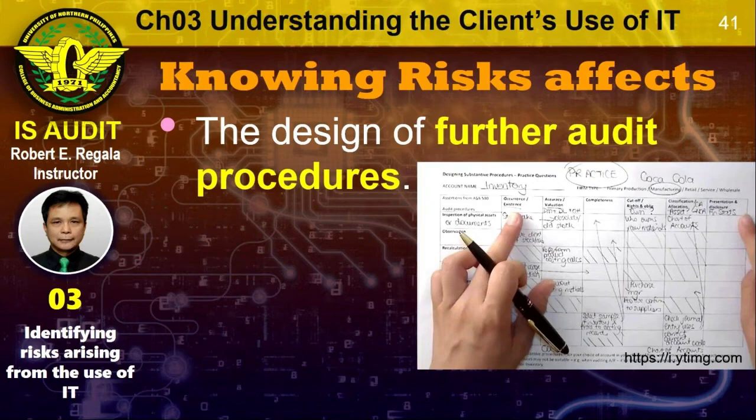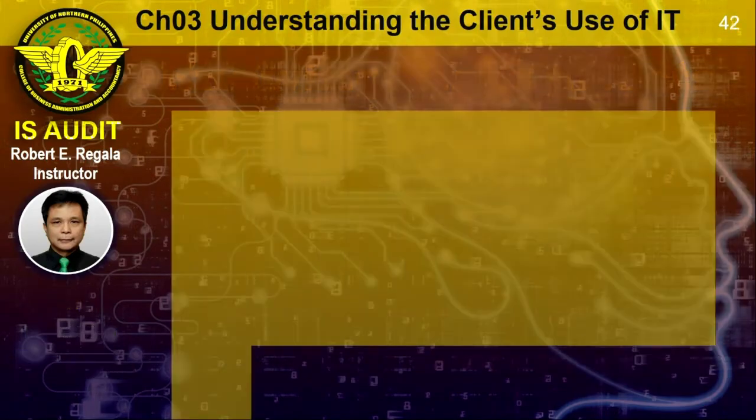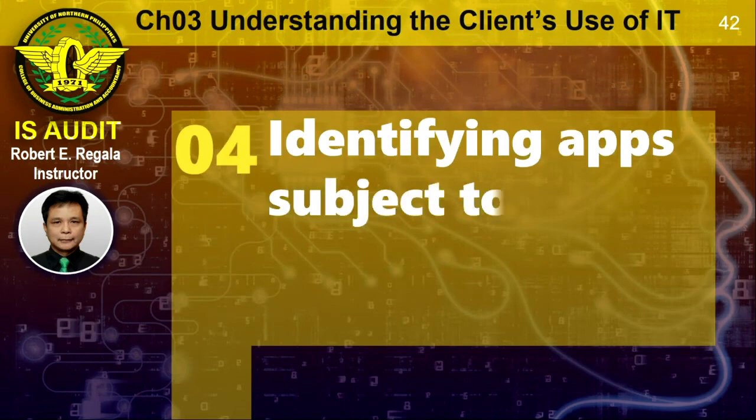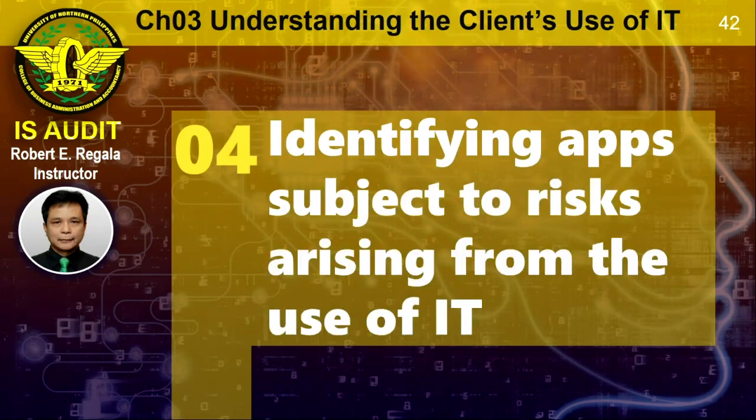However, the risks arising from the use of IT may not be able to be addressed when such risks relate to risks for which substantive procedures alone do not provide sufficient appropriate audit evidence. In such circumstances, the auditor may need to consider the implication for the audit opinion. The following discussions are based on the requirement of ISA 315 paragraph 26 B and C, which is summarized as follows.